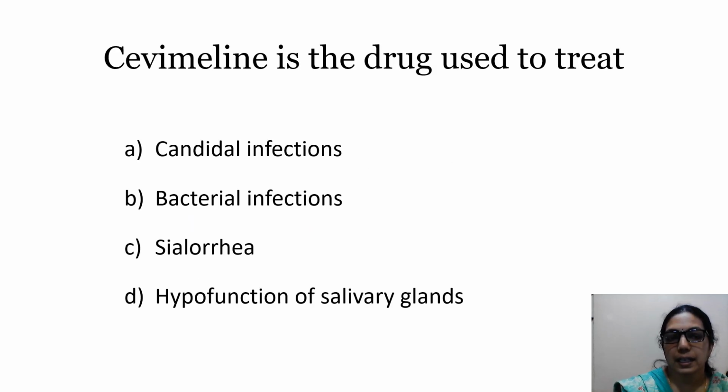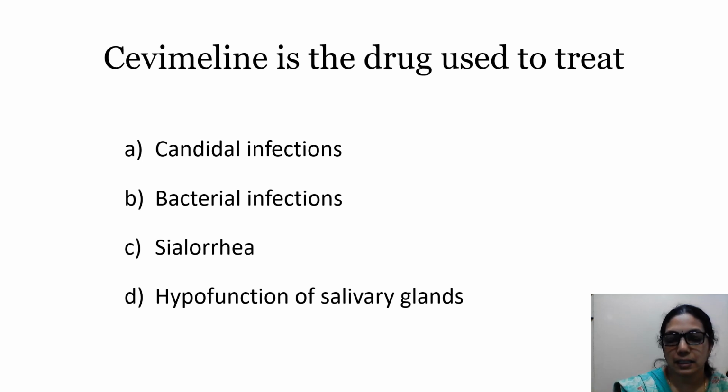Next drug is cevimeline. Where is this drug used? Is it used in fungal infections like candidal infections, or bacterial infections, or in case of sialorrhea, that is nothing but increased salivary secretion, or is it used in case of hypofunction of the salivary glands, that is xerostomia patients? So what is the answer?